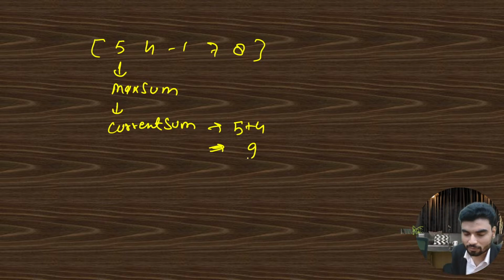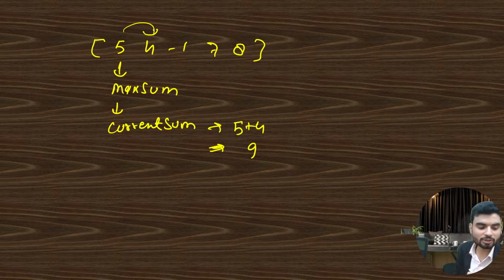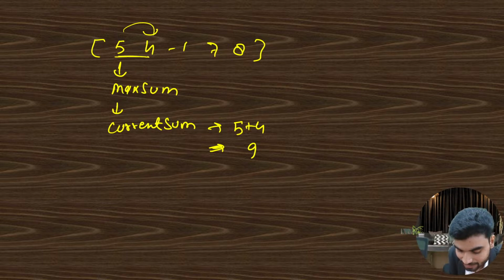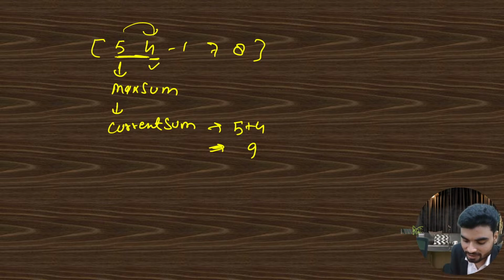Again, there is a possibility, what if this wasn't a plus 4? This can be a minus 6 itself, right? So in that case, what I want is to get the current sum, which means the addition of the next element, but also I will compare it to the current element as well. Because what if the sum is less than the current element? In that case, that current element is the maximum sum. Are you getting my point?